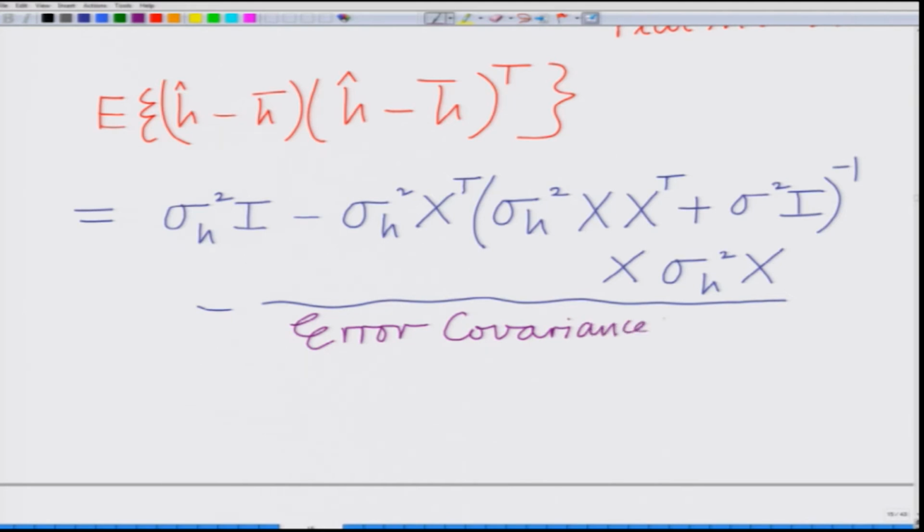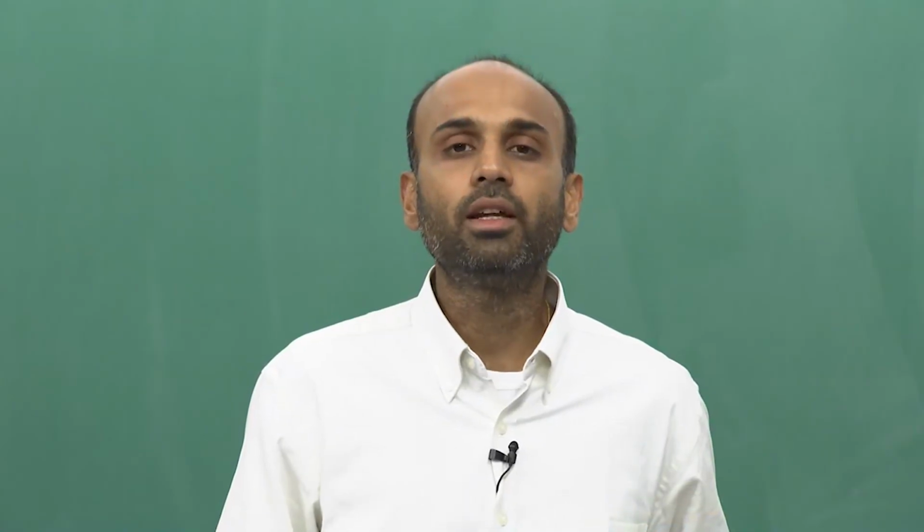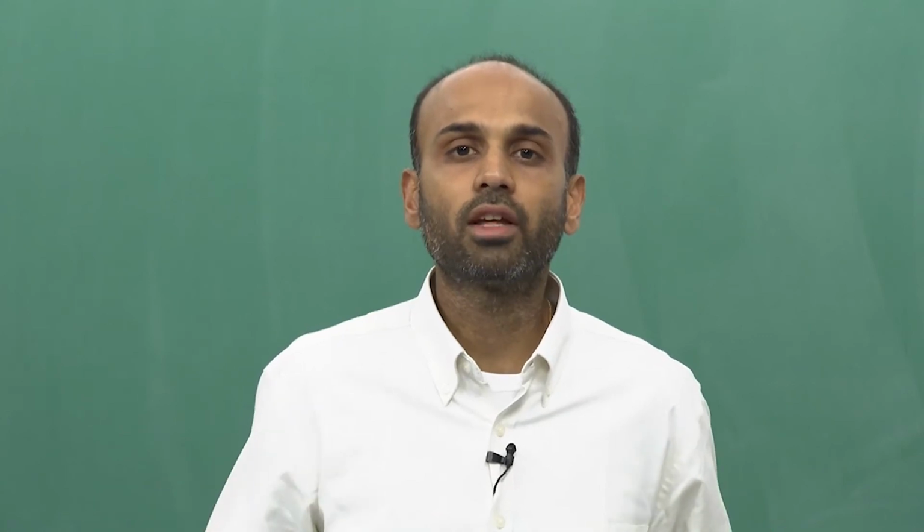Remember, h is an m dimensional parameter vector. Naturally, this error covariance matrix will be of size m cross m. What we are going to do now is simplify this expression for the error covariance matrix and get it into a nice compact form, which gives us the expression for the error covariance.